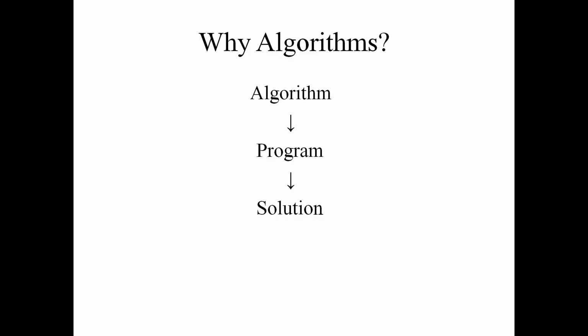Algorithms are extremely important because they provide software reuse. Once we design an algorithm, the same logic can be implemented in different programming languages. For example, an algorithm designed today can be implemented in C, C++, Java, Python, or any other programming language. Only the syntax changes. The logic remains the same.